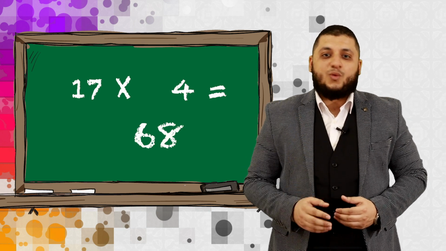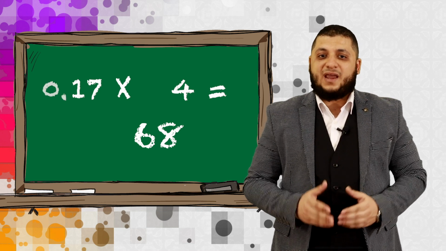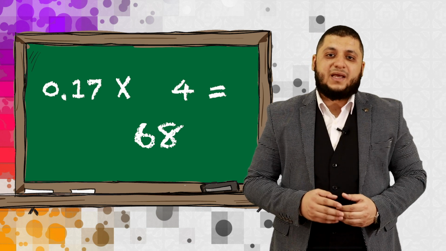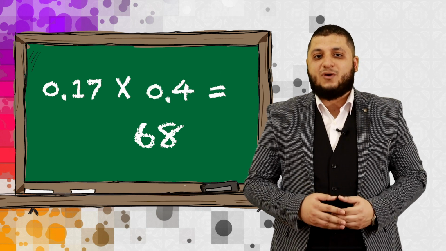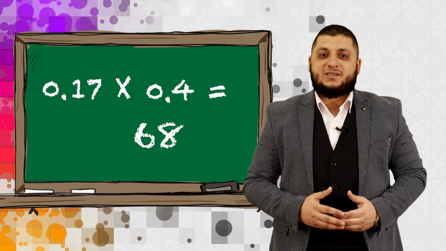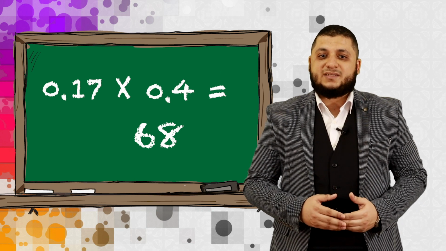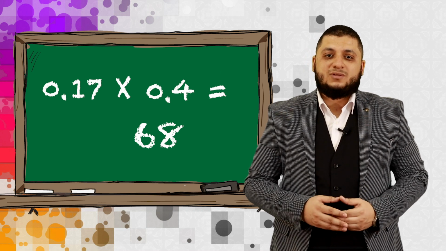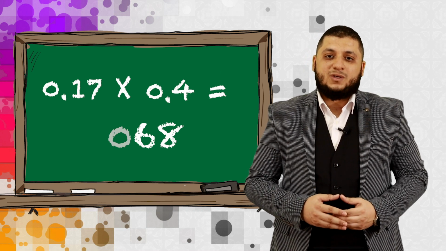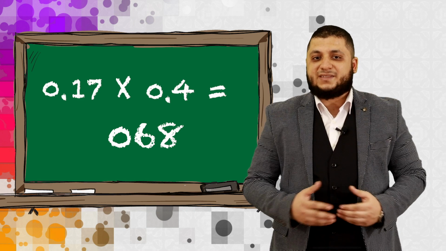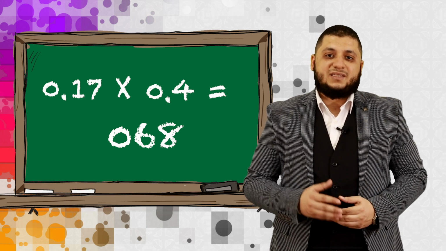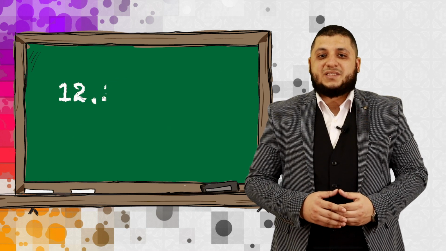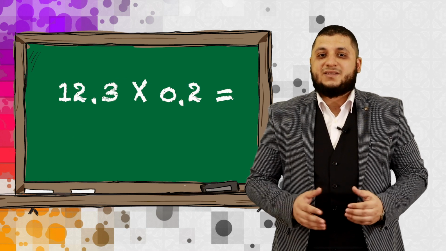But notice, we have 2 decimal places in the first factor, 0.17. And we have 1 more decimal place in the second factor, 0.4. So we have to place the point after 3 decimal places in the product. Now we have only 2 digits. What shall we do? We have to put 0 to reserve the empty place. So the answer is 0.068.